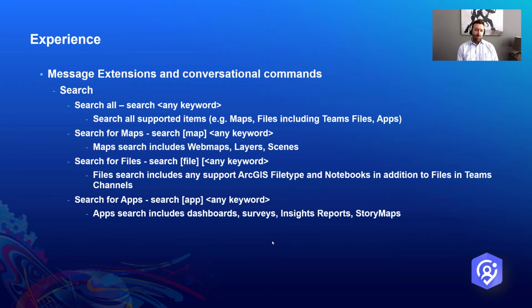Continuing on the experience when I'm interacting with the chat bot, there's some message extensions and conversational commands that I can leverage. So if I want to search all, that's everything, or if I want to search for specific maps, or if I want to search for an app, I can use the app keyword and it will only search applications. So it's a way of doing faceted searching through conversational commands.